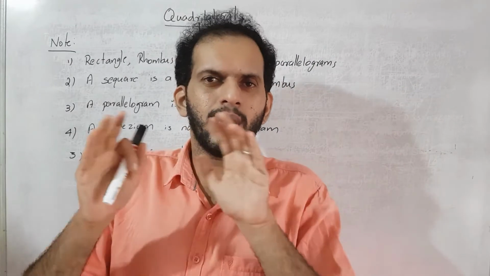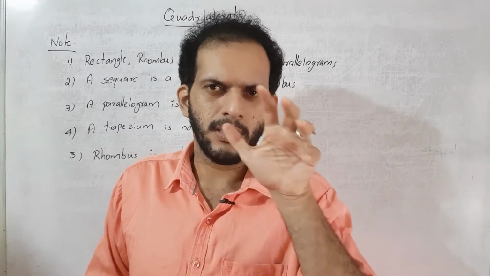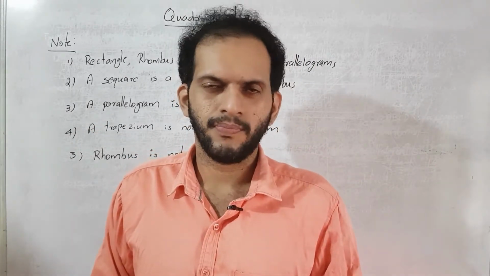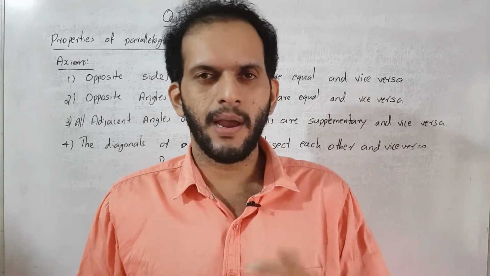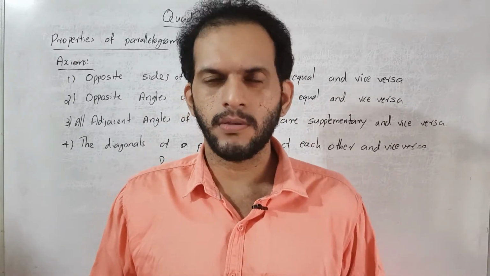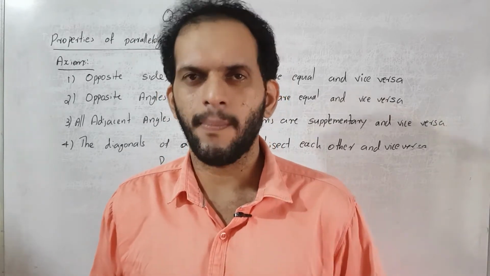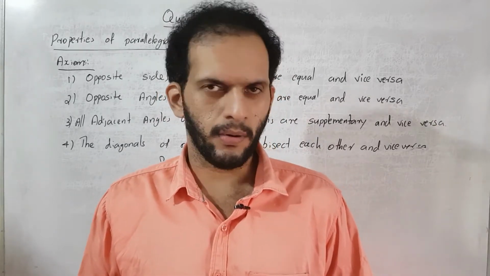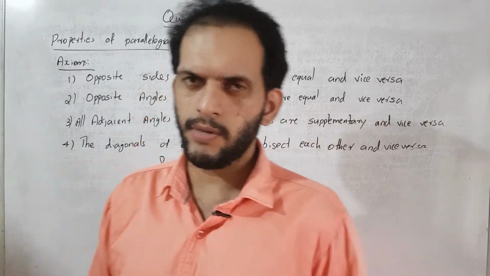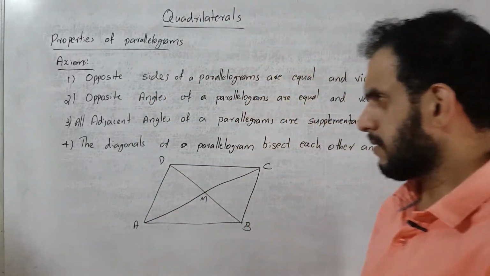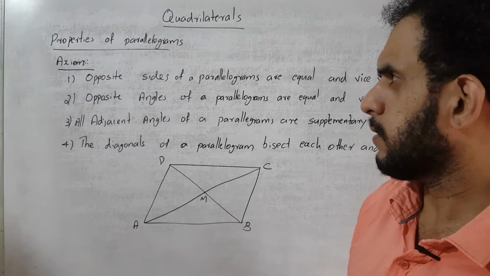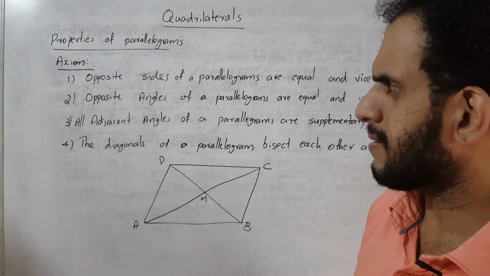Okay, I think you got it, the relation between the quadrilaterals. Next, we are discussing the next idea. That one is the properties of parallelograms. We already discussed and already applied the ideas of properties of parallelograms. Then first one, what is the first one? We are studying the properties like axioms.